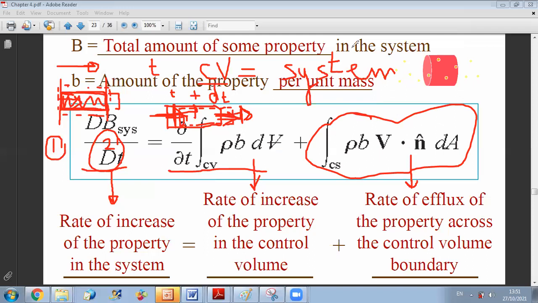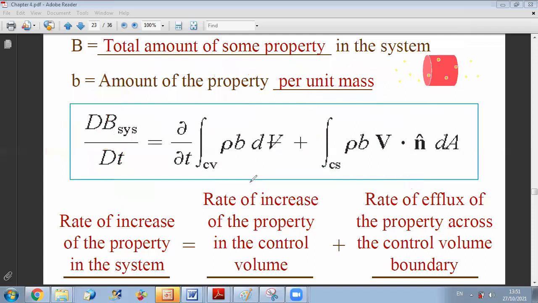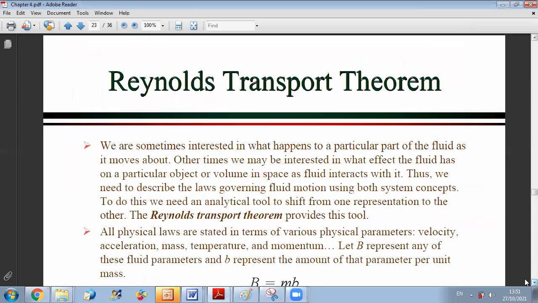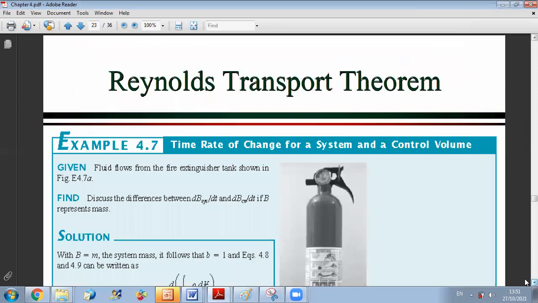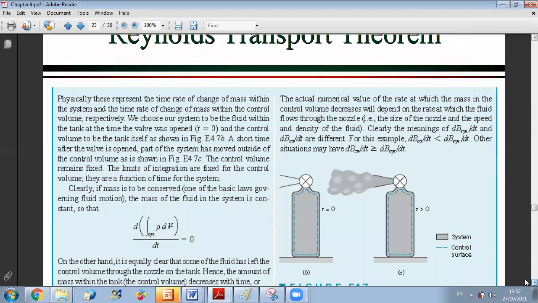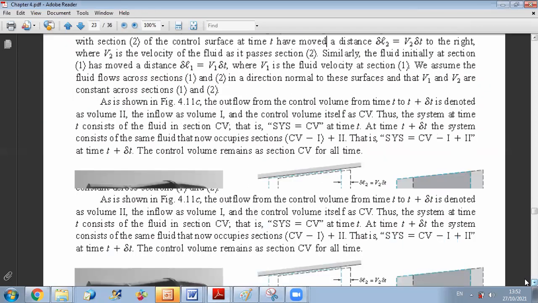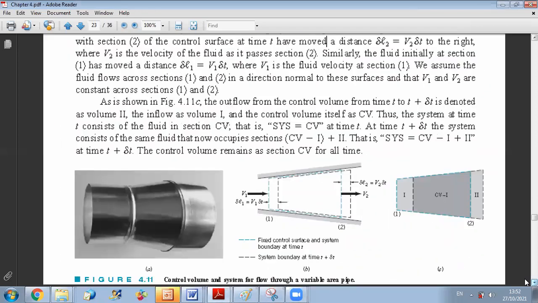Now I will try to give you a 2D example to illustrate the different terms of this equation. Any question before we continue? Okay. So before doing examples, I want you to consider this 2D example.